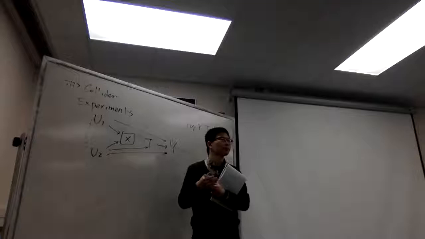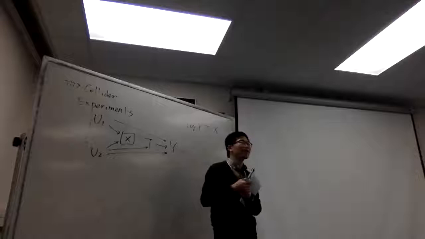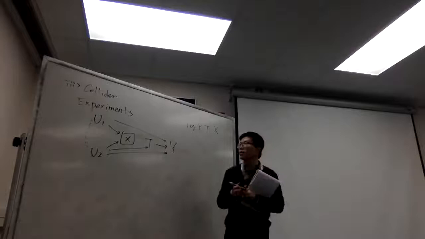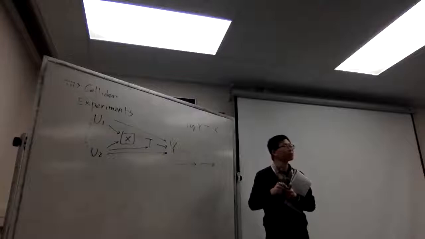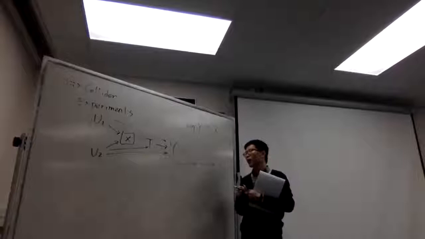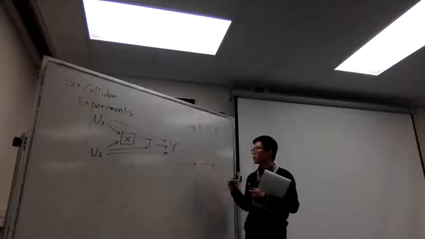What's the definition of non-causal? A non-causal path is not a causal path. A causal path is basically every path that flows along the direction of the arrows. If you have any arrows against that direction, then you have a non-causal path.